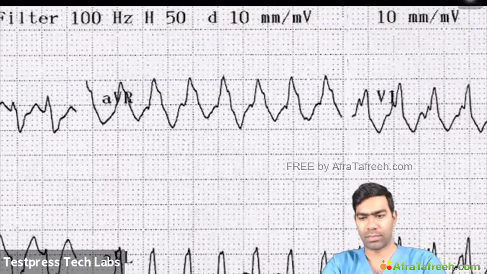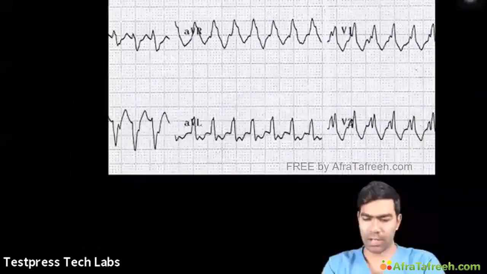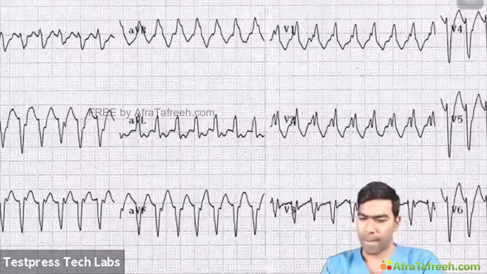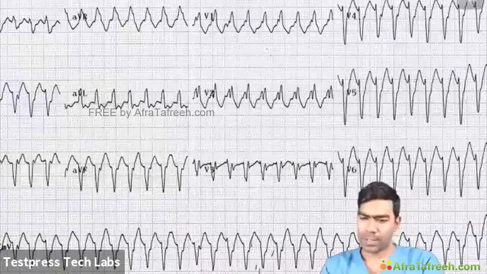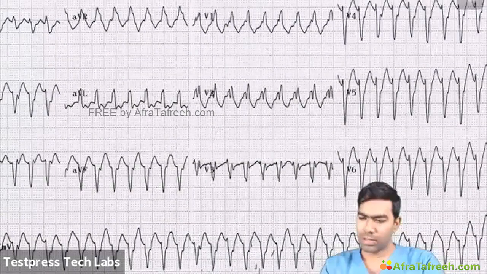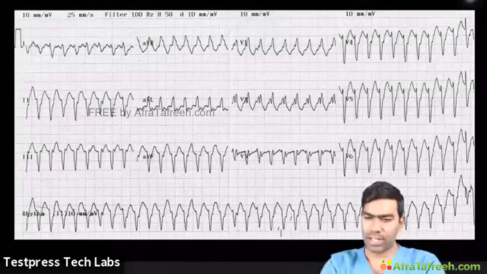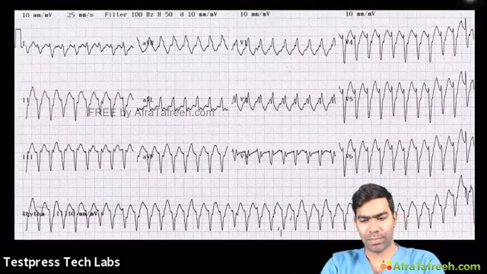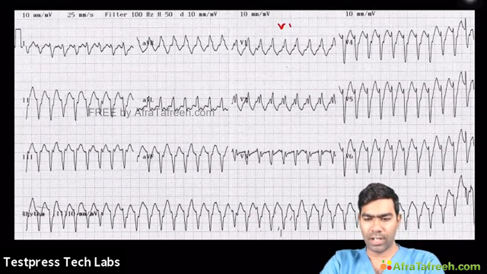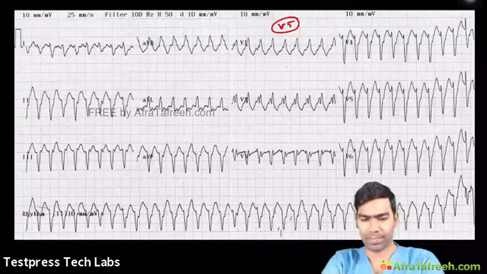Clear? I can't explain anything more than that. So it's a VT only, not seeing QS. Okay, fine. So once you decide it's a VT, can you localize where it is coming from? Suppose you know it's a VT, localize where it is coming from.